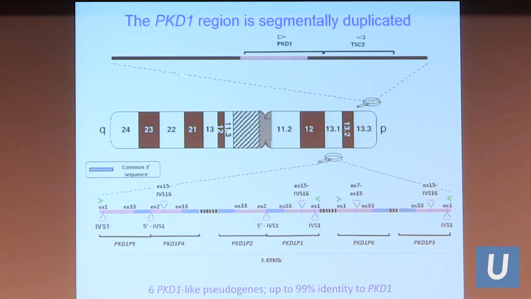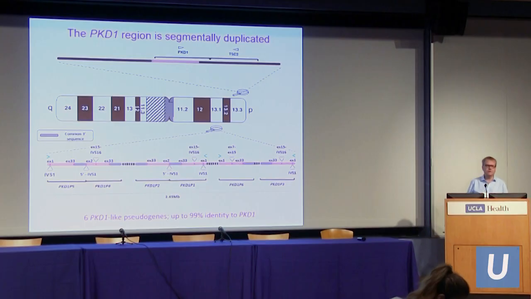As I mentioned, most of PKD1, three quarters of the gene, lies in an area that's been segmentally duplicated 6 times further, more proximally on chromosome 16. And these are rearranged relative to PKD1 itself. They encode messenger RNAs, but probably not functional proteins. But they do show very high levels of sequence homology to PKD1. So by typical PCR or even capture methods, we can inadvertently start screening these pseudogenes when we want to screen PKD1.